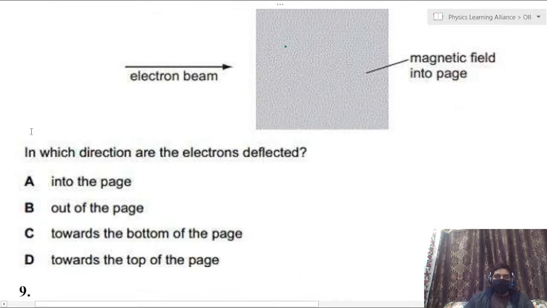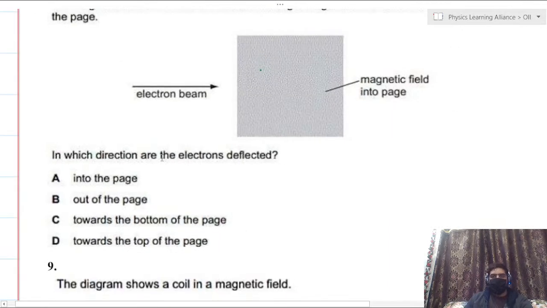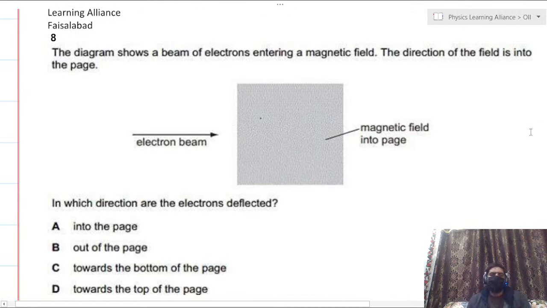All right, so in which direction are the electrons deflected? So basically we need to find the direction of the force acting on the electron. Magnetic field is into the page. You can put small crosses over here. Crosses mean the magnetic field is into the page.